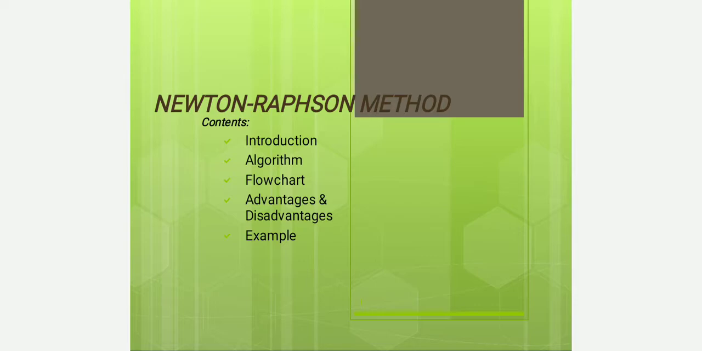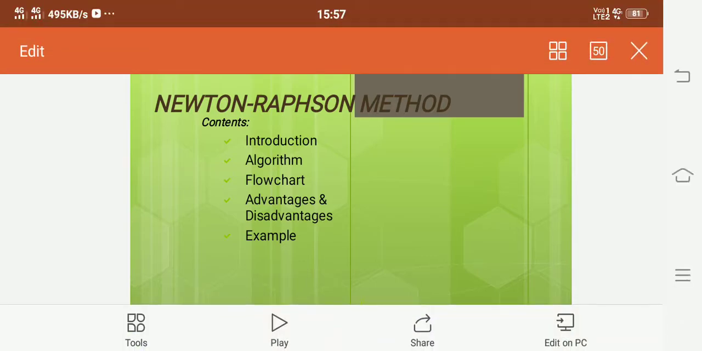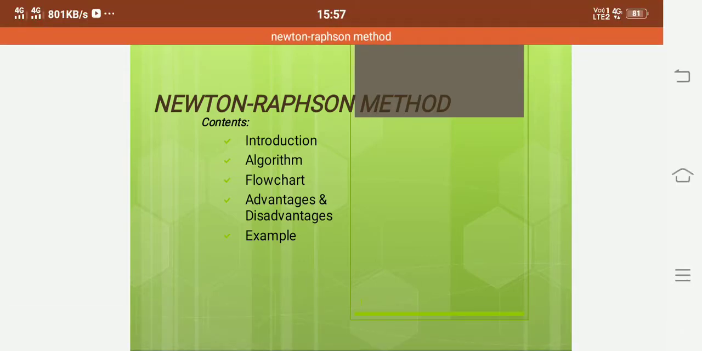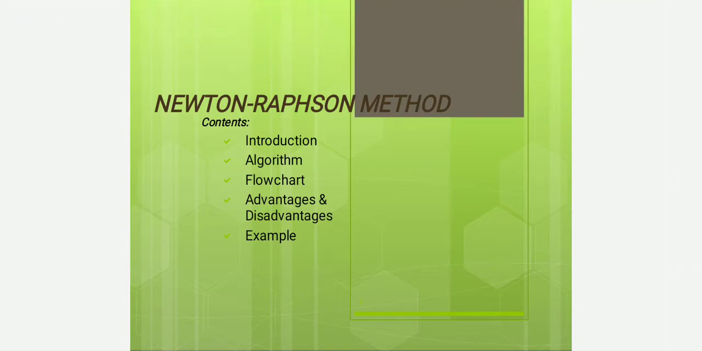That is, for what type of equations this method is used, and what is the step-by-step algorithm used to get a solution for non-linear algebraic equations in case of the Newton-Raphson method, and the same algorithm represented in the form of a flowchart, and what are the advantages and disadvantages of this method when compared with other iteration methods like Gauss-Seidel, decoupled, fast decoupled, and an example, that is how to solve a non-linear algebraic equation by using this Newton-Raphson method. These are the things we are going to discuss in the presentation.